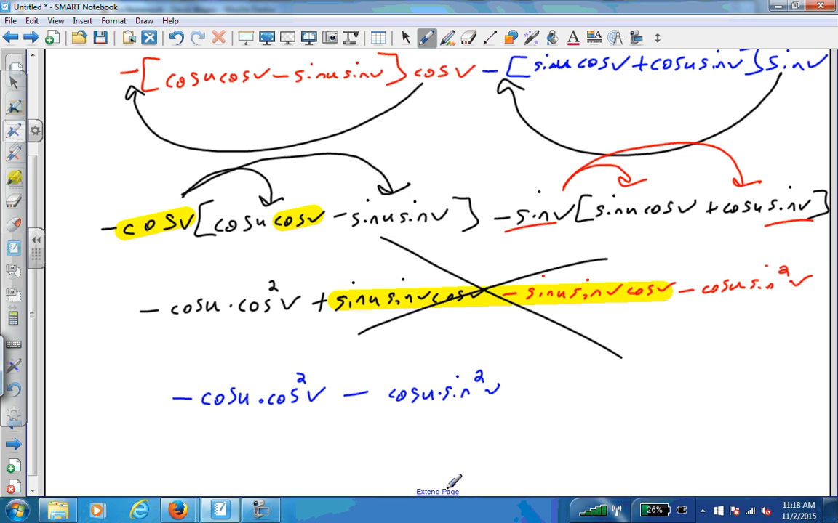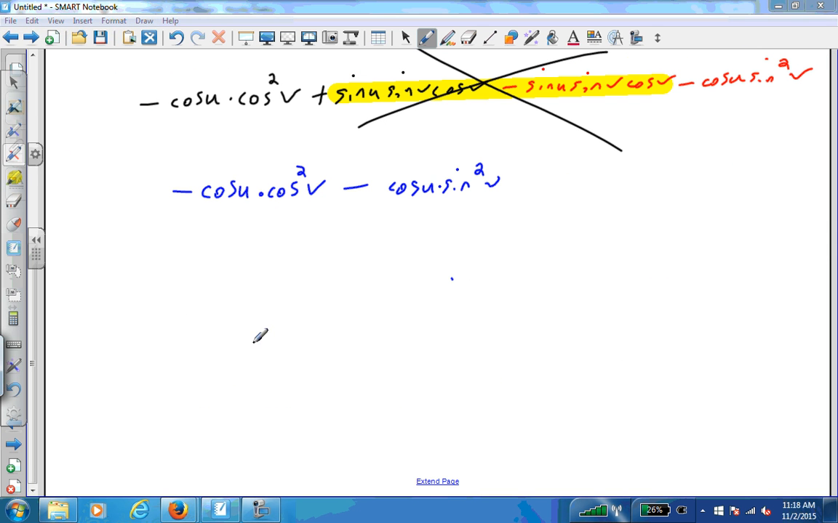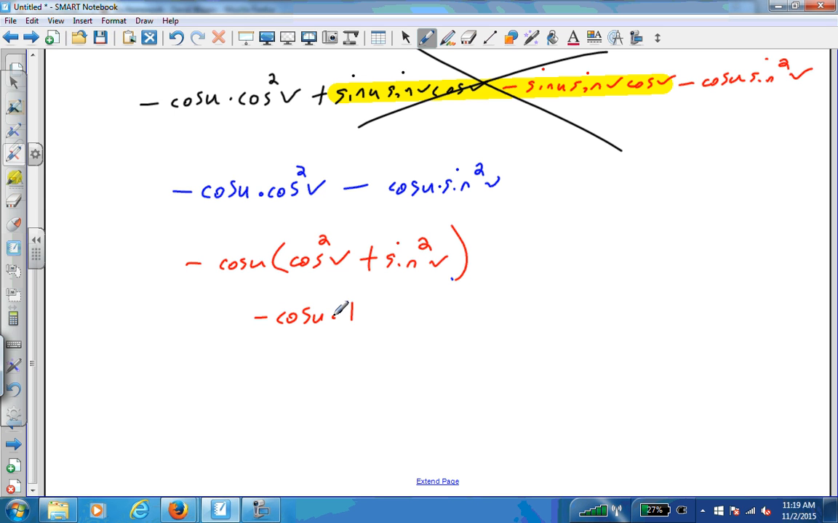Do those two have anything in common? Both of those have a cosine u, and our leading coefficient is negative, so let's factor that out. If we take a minus cosine u out of that, we're left with cosine squared v. If we factor a negative out, it changes that to a positive. Take the cosine u out, and that leaves us with sine squared. And what does that part in parentheses simplify to? 1. Sine squared plus cosine squared is 1, so that's negative cosine u times 1, or minus cosine u.